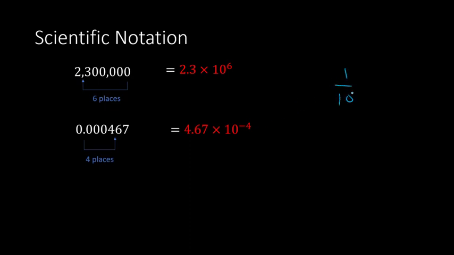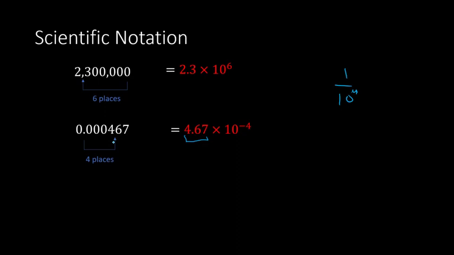So that would be 1 over 10 to the 4th power, which is a fraction, meaning it's going to make this number smaller when you multiply it by that fraction. All right, so make sure you can convert back and forth between these two expressions, whether it be a large number or a small number.